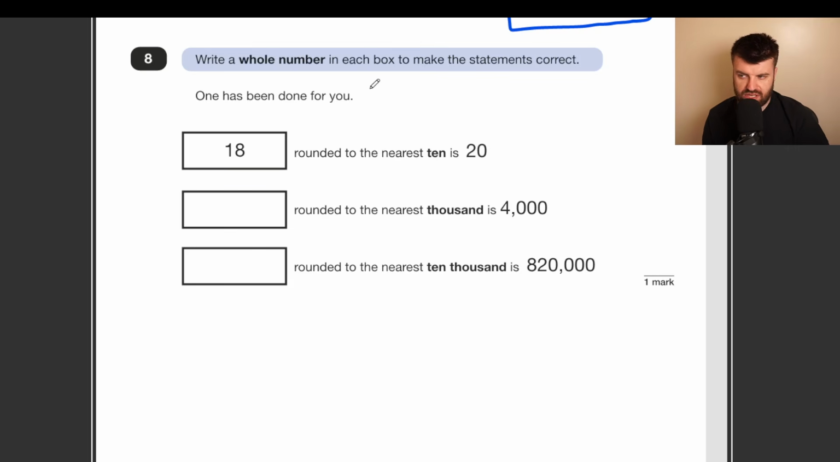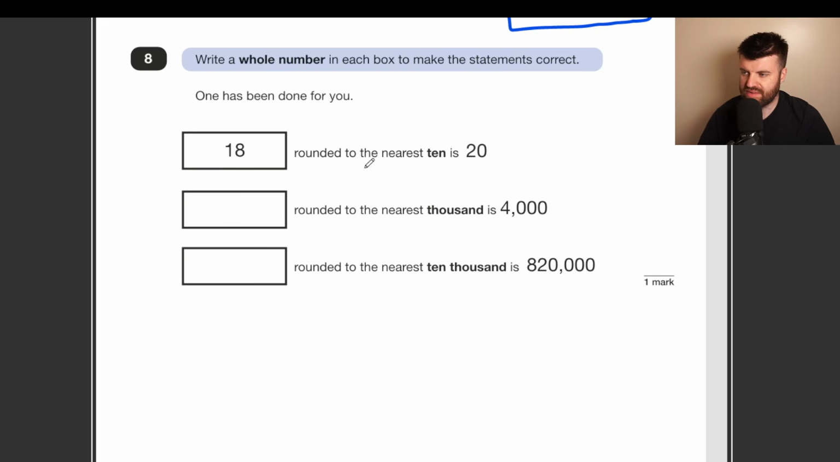Write a whole number in each box to make these statements correct. This question, it's a cool question, but it's just another example of how this paper 2 was made trickier. Lots of children are used to just working out, given a number, round it to 10. Give it a number, round it to 100. Give it the same number again, round it to 1,000. They had to just go one step further here and just test you really, really, really trickily, in my opinion. So write a whole number to make the statements correct.